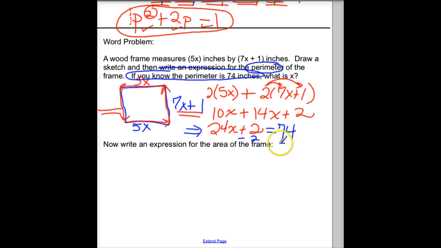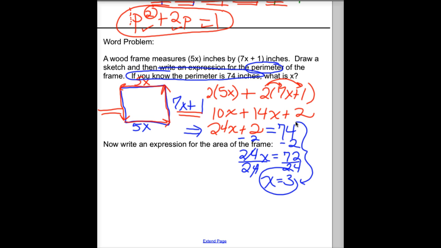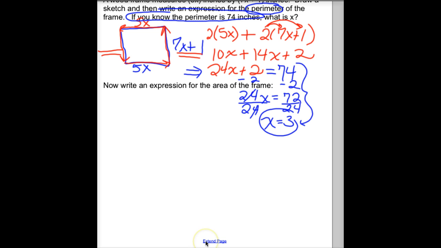You should have subtracted 2, leaving you 24 times x is 72. Then you divide by 24, giving you x is equal to 3. If this process is something you are not comfortable with, or you think you've never seen it before, you need to talk to me, because that was covered in a lot of your 8th grade curriculum. If you came from another district, you might not have had that. So make sure you let me know if that process is unfamiliar to you.